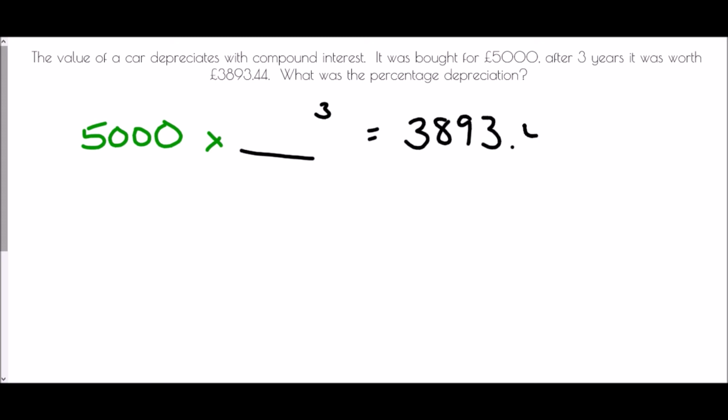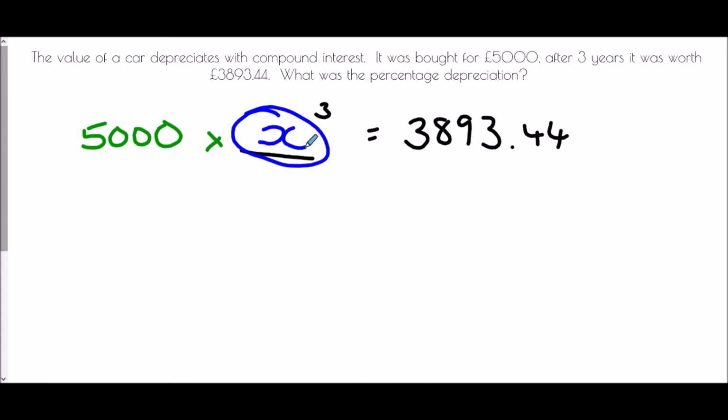So in this case, what we are dealing with is another slightly different situation. We have our investment of £5,000. And what we've done is we've multiplied this by some value to the power of 3, because it was after 3 years. And what we found out is that the answer at the end is 3893.44. And so what I need to do here is decide how I will actually work out what this value is. Well, let's call it x. And this is now an equation which we need to solve.